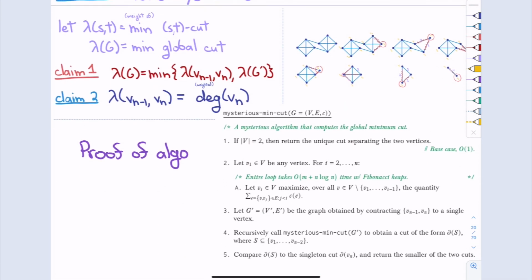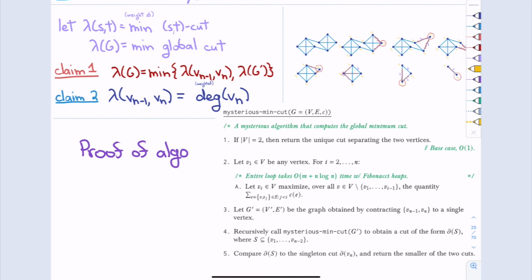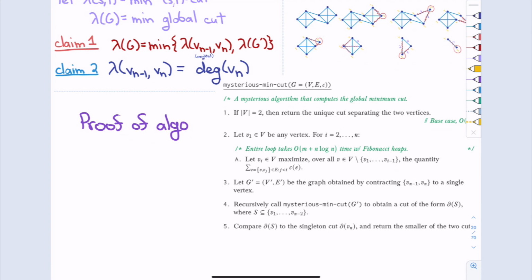It'll take a little longer to prove claim 2. But if we had these claims, then why would the algorithm be successful? I assumed in particular the second claim was true.